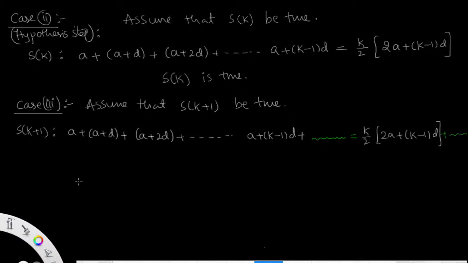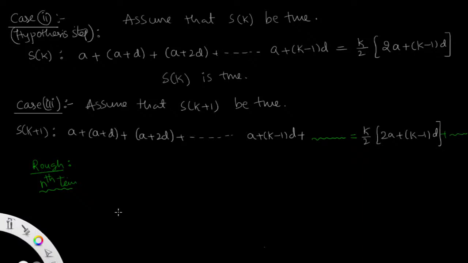Okay. So how to find the k plus 1th term in the expression? That is the rough part. How to find the k plus 1th term: first take the nth term, whatever the question is given, you have to take the nth term. The nth term is a plus n minus 1 into d. Put n equal to k plus 1, so in the place of n substitute k plus 1, and the value becomes a plus kd. This is called the k plus 1th term.